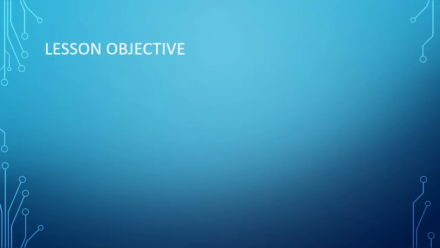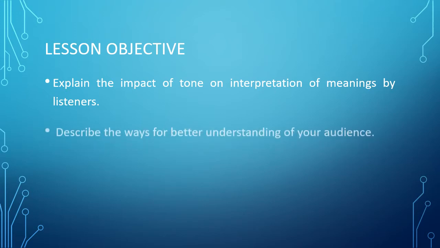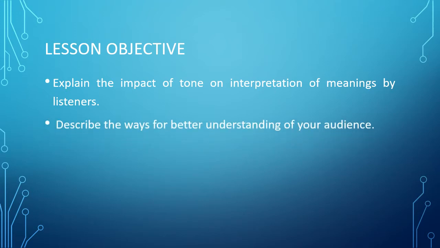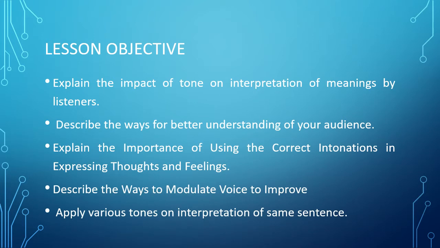So the key learning objectives of today's class are: first, explain the impact of tone on interpretation of meanings by listeners. Describe the ways for better understanding of your audience. Explain the importance of using the correct intonations in expressing thoughts and feelings. Describe the ways to modulate voice to improve. And last, apply various tones on interpretation of same sentences, which we are going to practice. And also you will get an assignment and you have to submit.